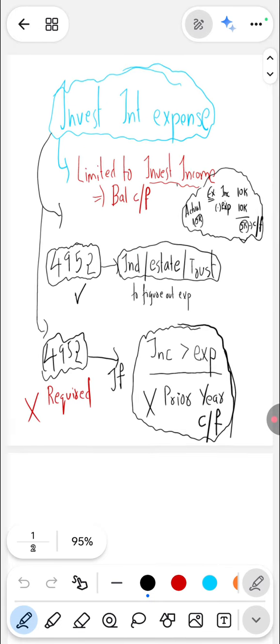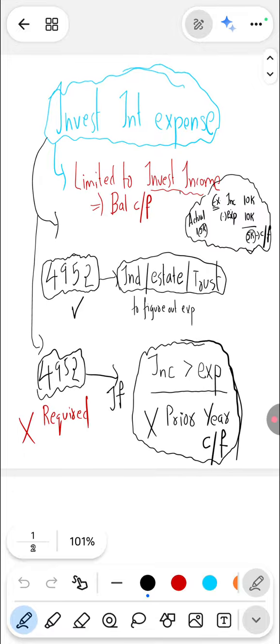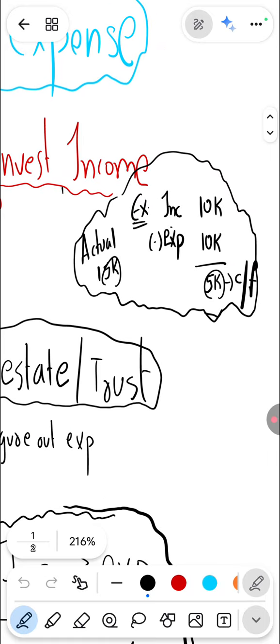Investment interest expense. Suppose you're making investments, you'll generally be getting dividends and interest income. If you want to make investments and get interest or dividend income, you can get loans. You can arrange some loan amounts, and the investment interest expense is always limited to the interest income. So what does that mean? If you're getting interest income of $10,000, up to $10,000 of expense is allowed, and the balance you can carry forward.